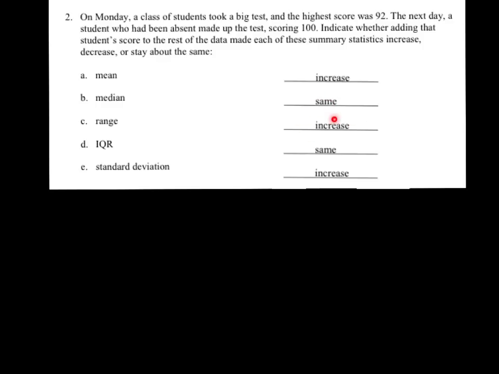The range, largest, right? That's your max minus min. That's going to get larger, right? Because the distance between them got larger. The IQR, that's the distance between Q1 and Q3. So that distance is going to stay the same. Those are measures of position. And this last one is that standard deviation.